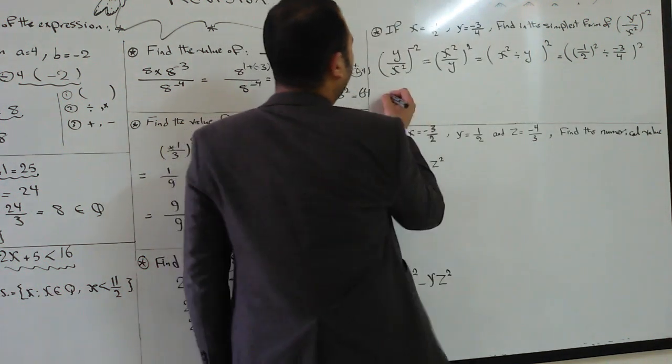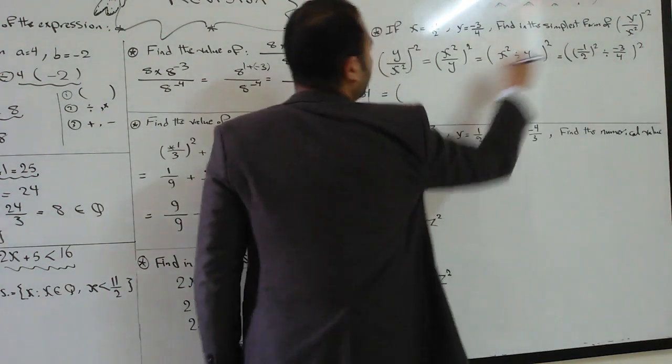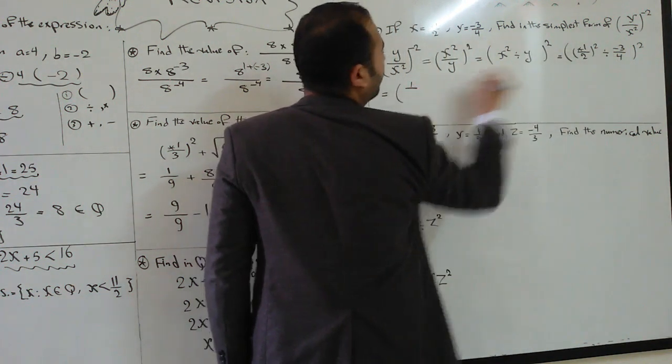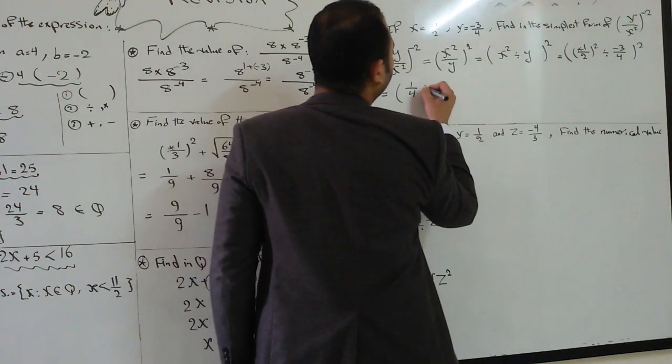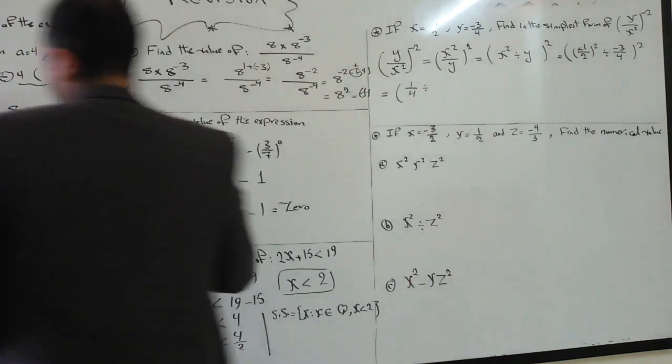Clear? Equals, open bracket, negative 1 over 2, all to the power 2 equals what? Cancel negative, the power is even, 1 squared equals 1, over 2 squared equals 4, divided by negative 3 over 4. Divided becomes times.